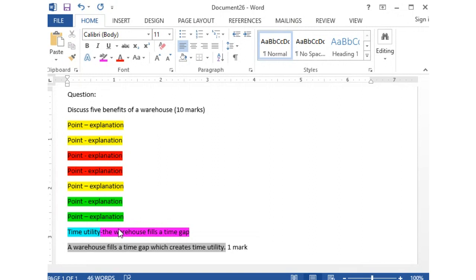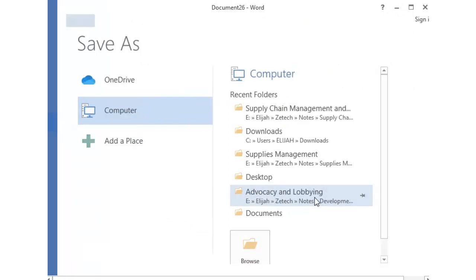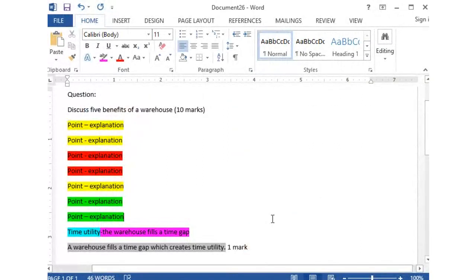I was trying to explain that in a time gap, more often than not, suppliers bring materials to your warehouse earlier than expected. For example, today is Wednesday, and the materials are supposed to be received by the customers on a Friday. Then you have a lot of time in between, so you take the materials to the warehouse, thereby filling a time gap, which we call time utility. So this here is the time utility.